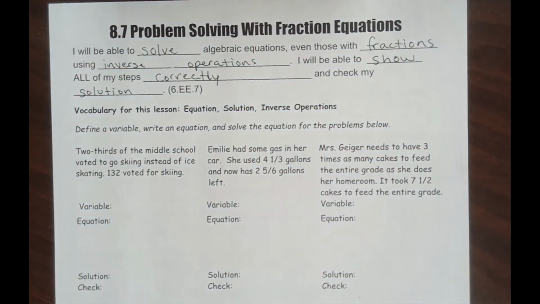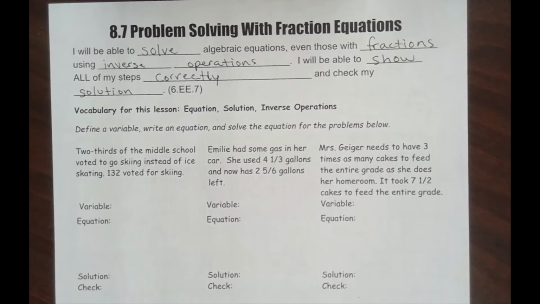Vocabulary for this lesson, we have equation, which is a mathematical statement that two expressions are equal to each other. Solution is a value for a variable that makes an equation true. And inverse operations are operations that undo each other. They're opposite of each other. An example would be addition and subtraction.